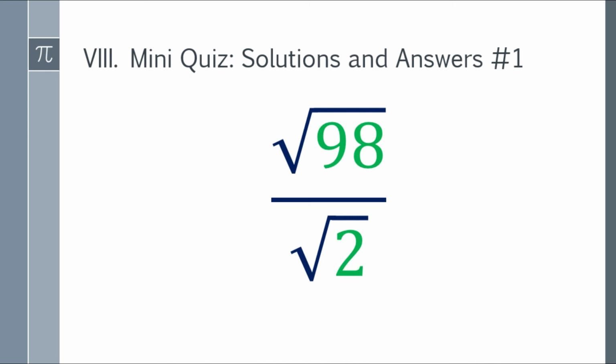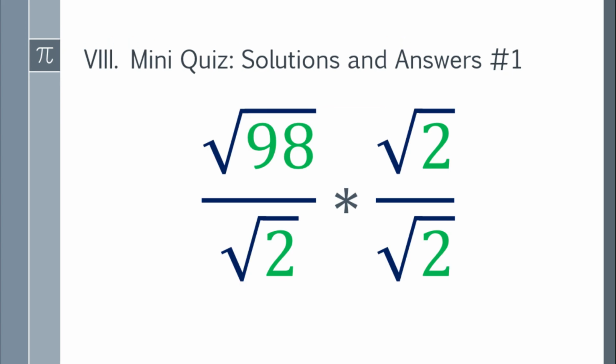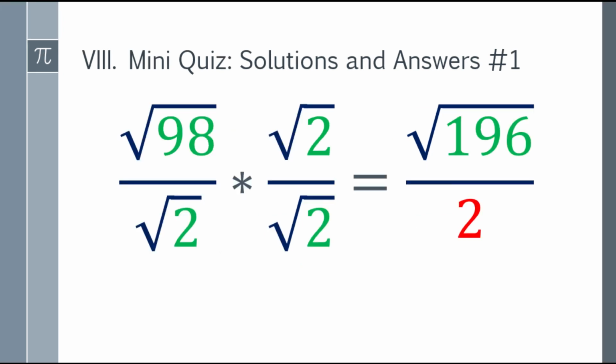Okay, question number 1. The square root of 98 over the square root of 2. So multiply natin siya both to square root of 2. And the answer will be the square root of 196 over 2. And the square root of 196 is 14. Ngayon, 14 over 2 is equal to 7. So the final answer will become 7.